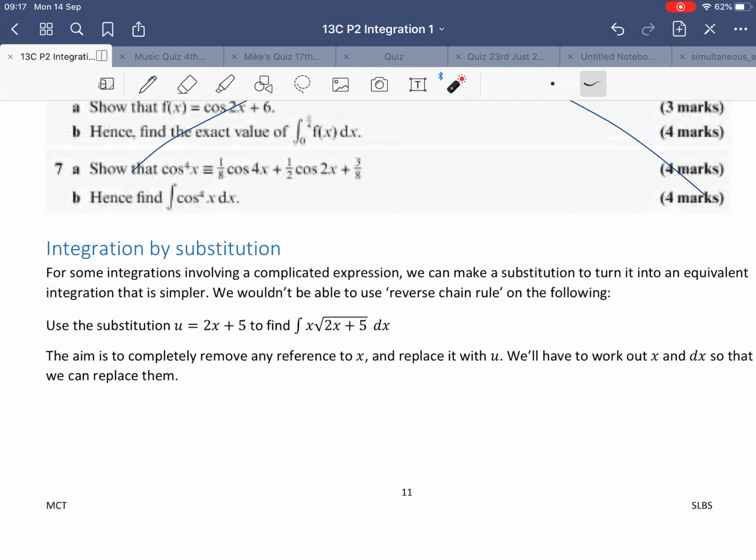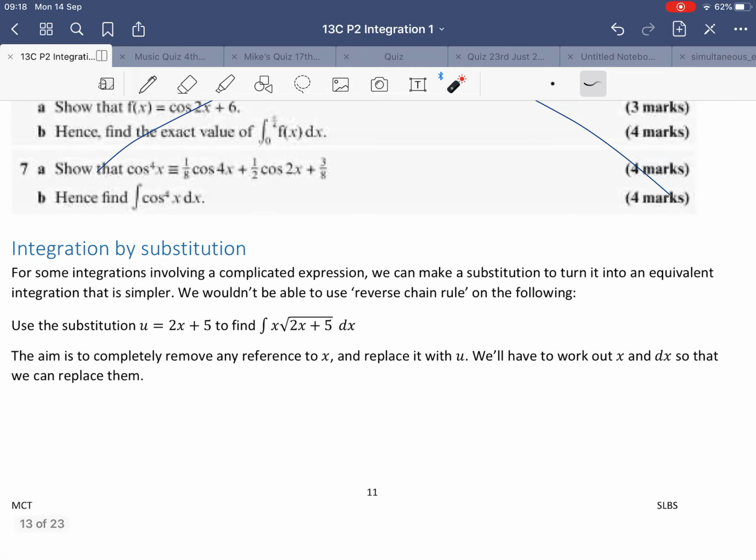Today we're going to learn about integration by substitution. For some integrations involving a complicated expression, we can make a substitution to turn it into something simpler. So if we can't use the reverse chain rule on a question like this, let's look at it.